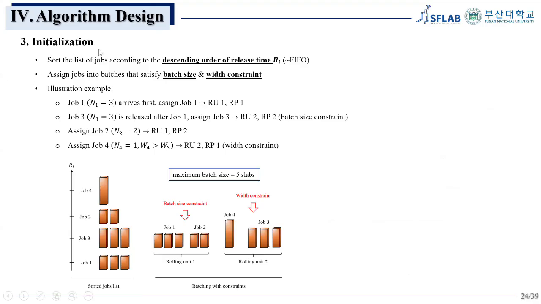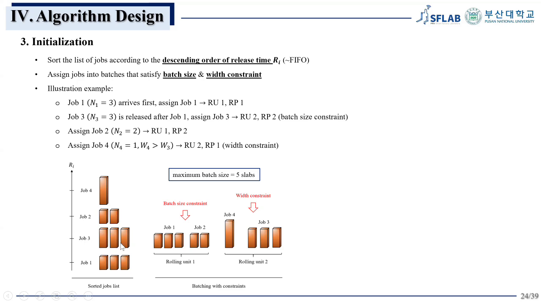For the initialization stage, first we sort the list of jobs according to the ascending order of release time. Similar to FIFO, the job that arrives early will be processed first, and then we assign jobs into batches, which must satisfy the backside width constraint as explained in the MILP model. In this example, assume that we have 4 jobs, from job 1 to job 4, that have been sorted in order of release time. Job 1 arrives first, so we can assign job 1 into rolling unit 1 at rolling position 1.